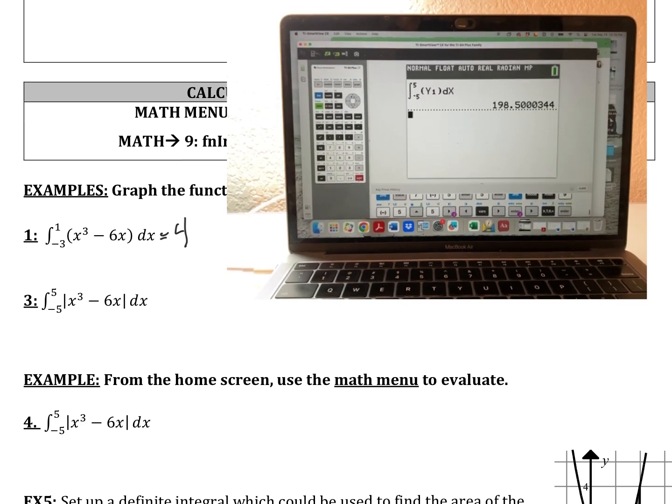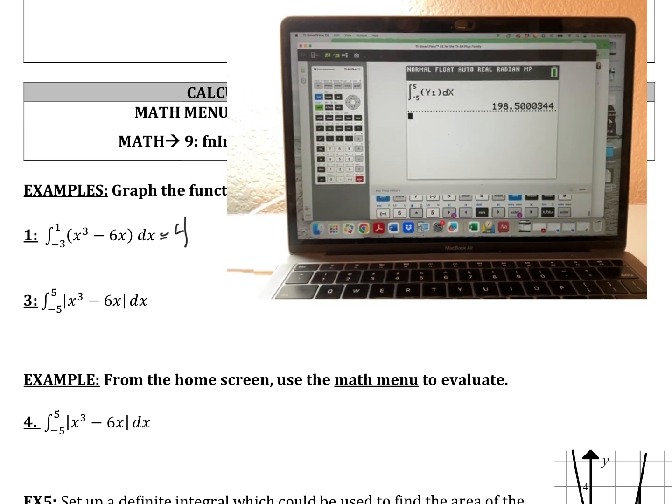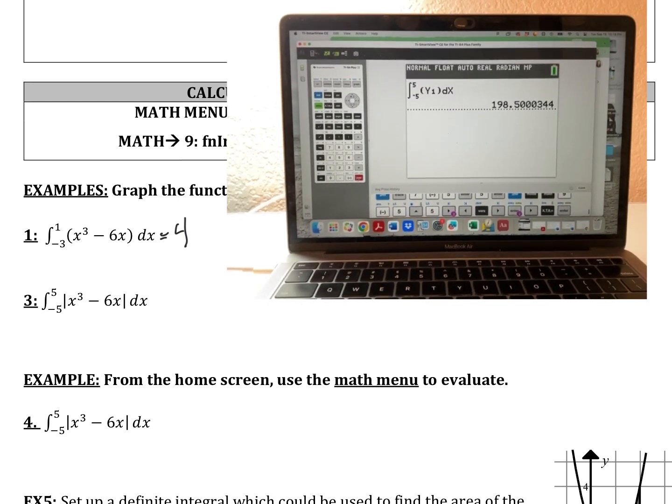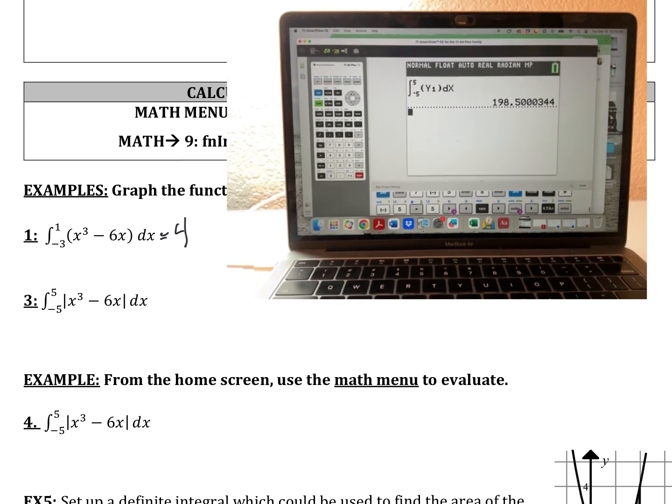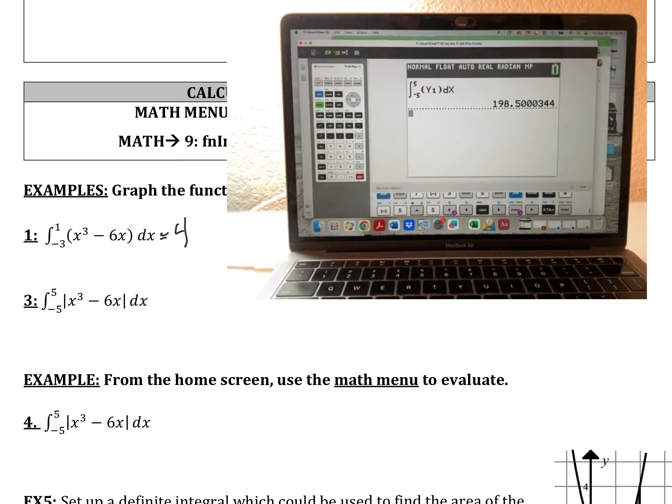Now what you should notice is this answer is a little bit different than the last answer. And that's because when it calculates on the graph versus in the main menu, it uses slightly different techniques of calculating, and so the answer is a little bit off. The good news is AP will take both of those answers.